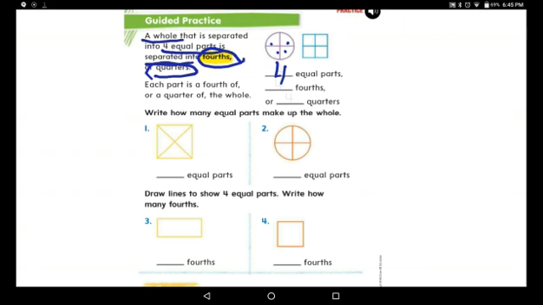Now look at the squares. 1, 2, 3, 4. 4 fourths, or 4 quarters. So 4 equal parts, 4 fourths, and 4 quarters. So each part is a fourth or a quarter of the whole. Okay? So this part we say this is a fourth of the whole, or we can say it's a quarter of the whole.